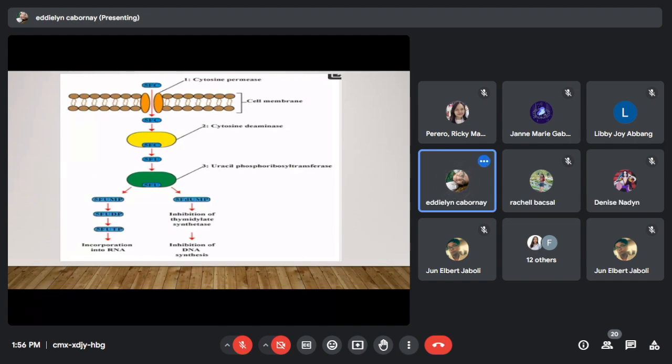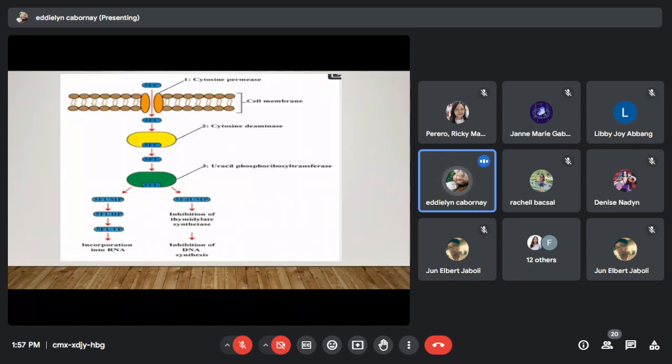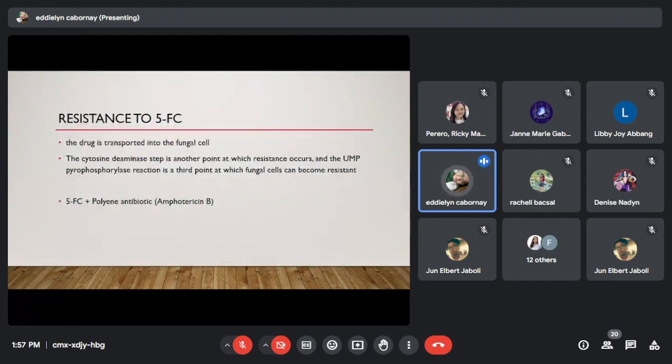Okay? So we have here the resistance mechanisms. So resistance to 5-fluorocytosine can occur at various levels within the fungal cells. So one major mechanism involves the transport of the drug into the fungal cell, the intake of the drug into the fungal cell, and then the transport system becomes impermeable. Okay, so resistance can also develop at other steps such as the cytosine deaminase and UMP pyrophosphorylase reactions. Okay, so fungal resistance to 5-fluorocytosine develops rapidly and comprehensively upon administration of the drugs.